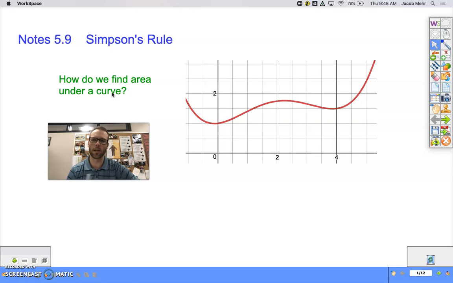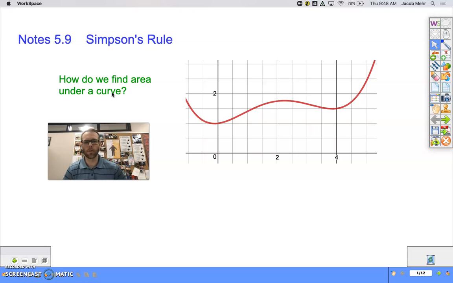And the issue is that we can't find the antiderivative of every single function. It's just not possible. And for some functions, we could do it, but it's extremely difficult. What we can do instead, of course, is approximate. And this brings us way back to the conversation that we had at the very beginning about area.